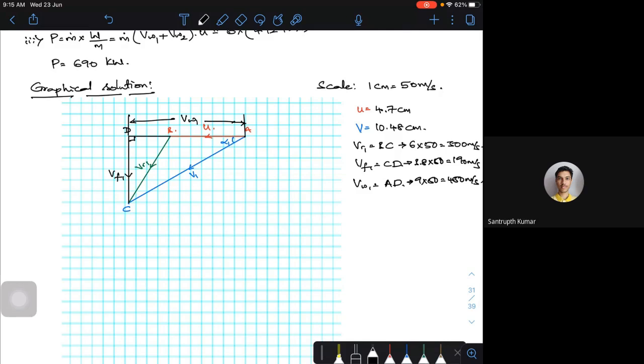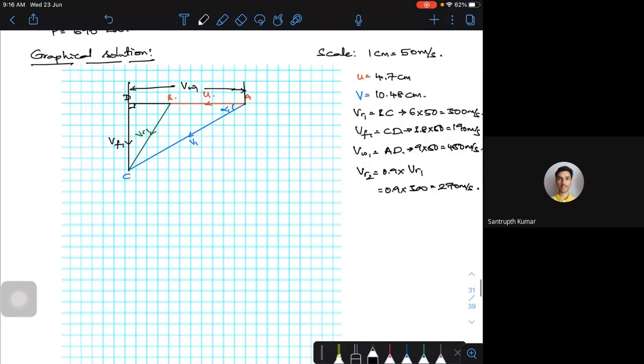Now, what is your VR2? VR2 is equal to 0.9 times your VR1. That is 0.9 into 300, which is 270 meters per second. 270 divided by 50, I am getting around 5.4 centimeters. So VR2 is equal to 5.4 centimeters.